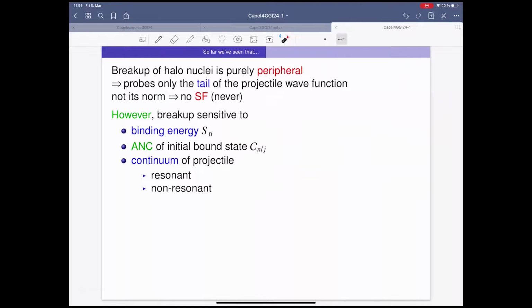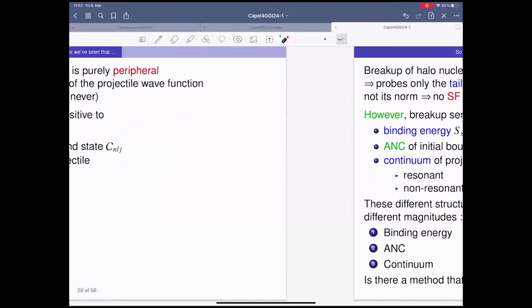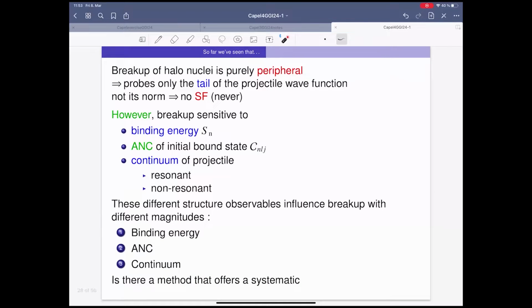That's number one. That's the most dominant, the most significant effect. Then the ANC of the initial bound state, and then the continuum of the projectile. We've seen resonant and non-resonant effects. So resonant effects are strong, non-resonant are much less significant. So you really have that ordering, so it's a different magnitude. So first binding energy, second ANC, and then third you have an influence of the continuum.